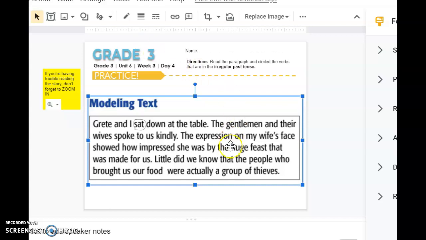Go ahead and read the rest of the paragraph and see if you can find more examples. When you find them, you can circle them with the scribble tool, or if you're using Pear Deck, you can use that too. Good luck!